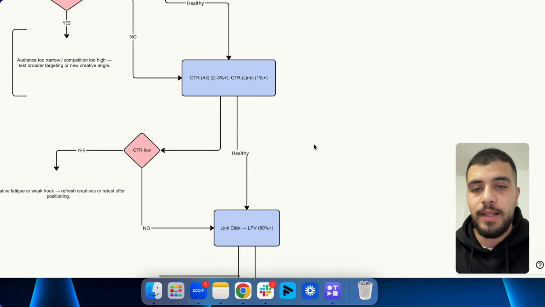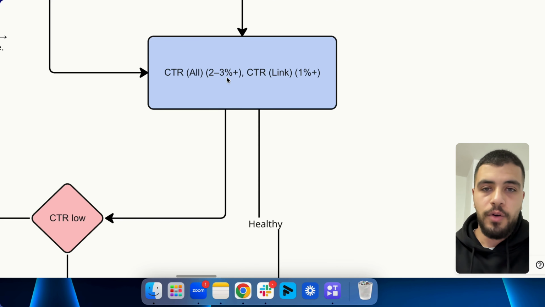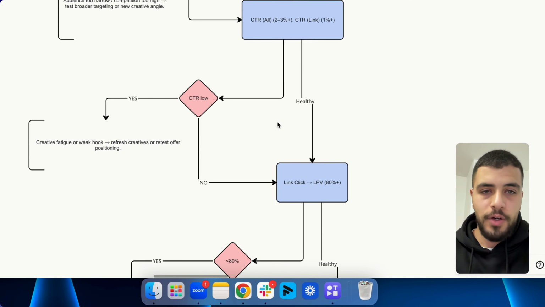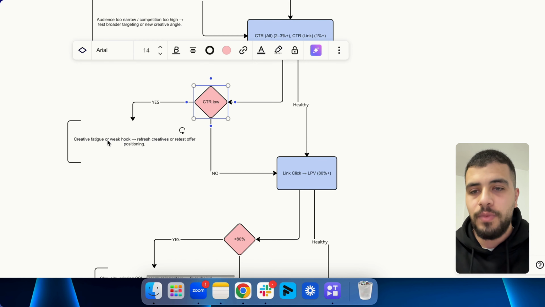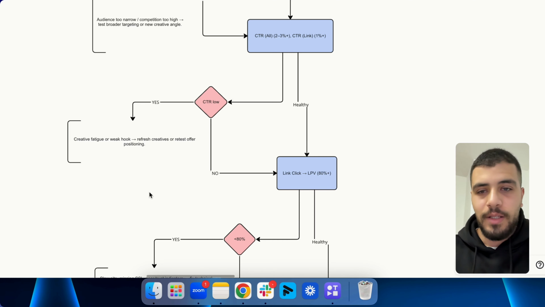We want to look at click-through rate, all, and the link click-through rate. Ideally, for CTR all, we want it to be around 2 to 3%. For link click-through rate, we want it to be above 1%. Now, we take a look into that. The chart is really simple. If it's low, then it's creative fatigue, or we have a weak hook, weak creatives, weak messaging. We need to refresh creatives. We could possibly dive into testing different offers, different positioning.